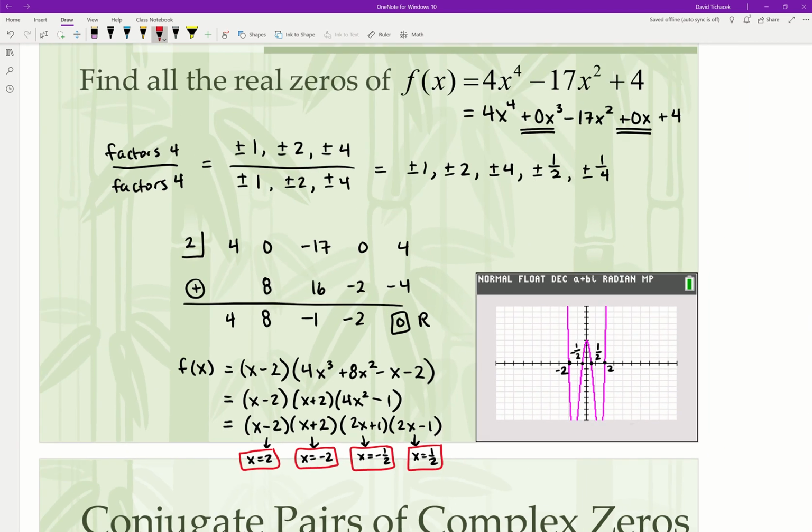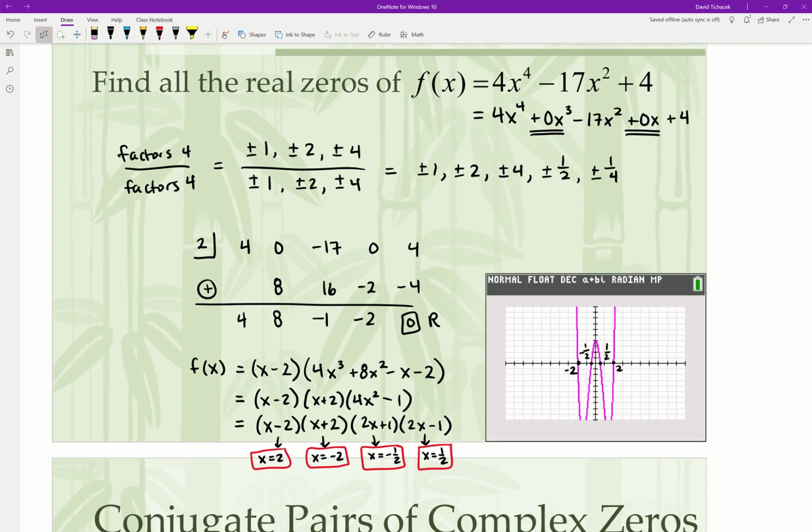So that's the basic process there. You create your pool of candidates, and then you keep testing them until you find the first one with a remainder of 0 on the synthetic division, and then you just continue to factor the rest using your usual methods.